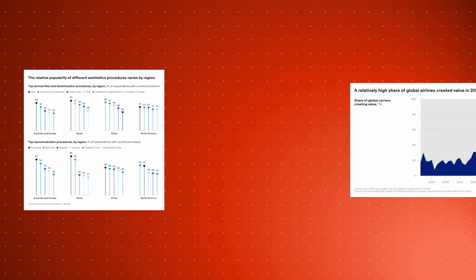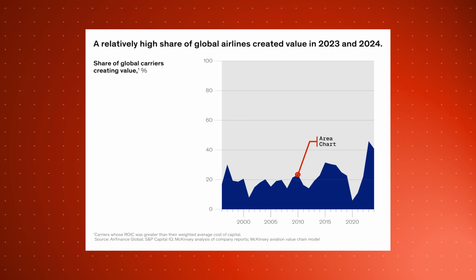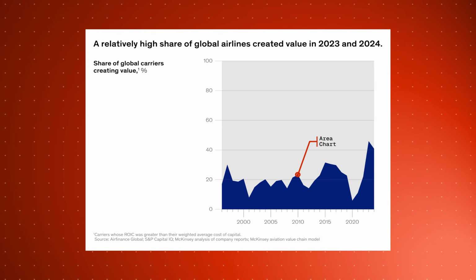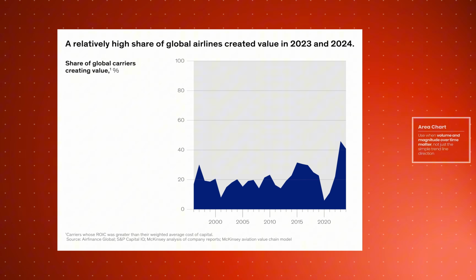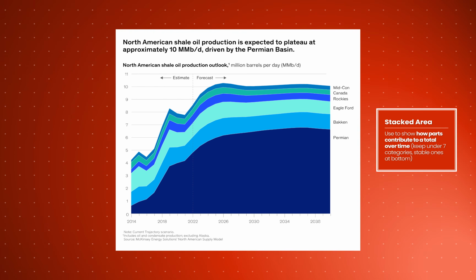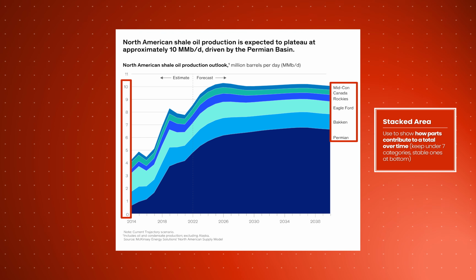Alright, onto the next effective chart type, we have the area chart. And this answers the question, how does volume or composition change over time? Think of it as a line chart that emphasizes magnitude. So, it can be a single area chart with one metric where the volume matters, and it can be a stacked area which shows how parts contribute to a total over time, as shown in this McKinsey visual.